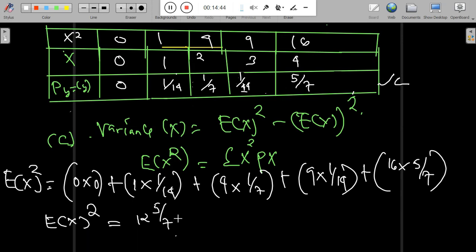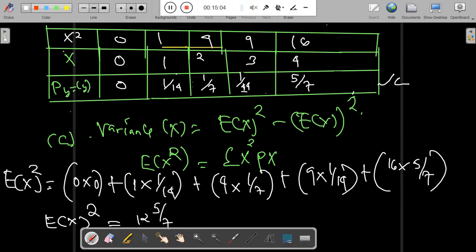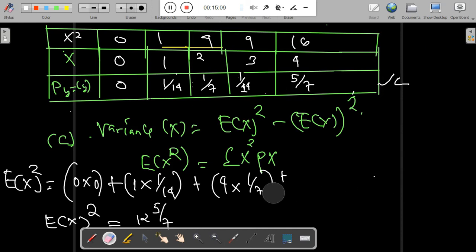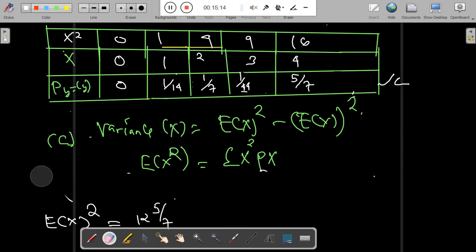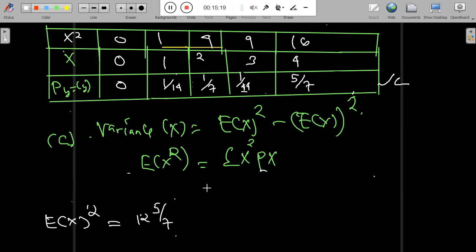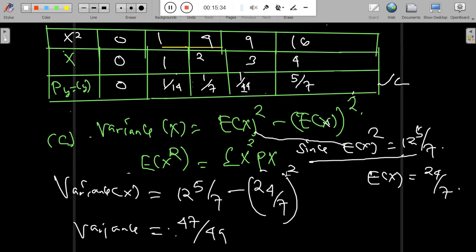Now, since we found the expectation of x squared, it is possible to find the variance by plugging into the formula. The variance of x will be equal to 12 5 over 7 minus the expected mean, that is 24 over 7, squared. So the variance will be equal to 47 over 49.